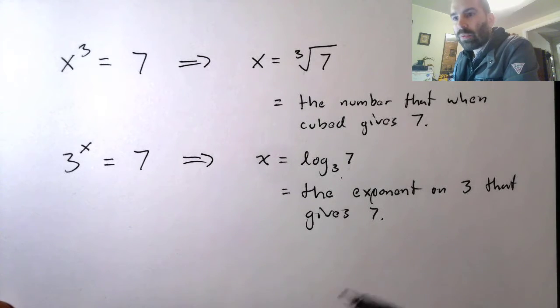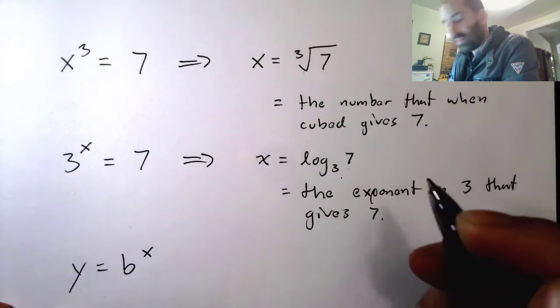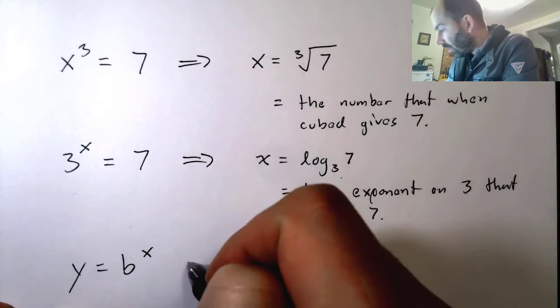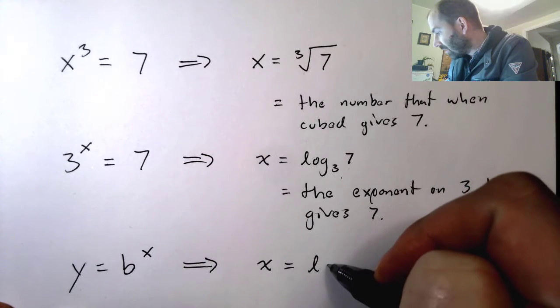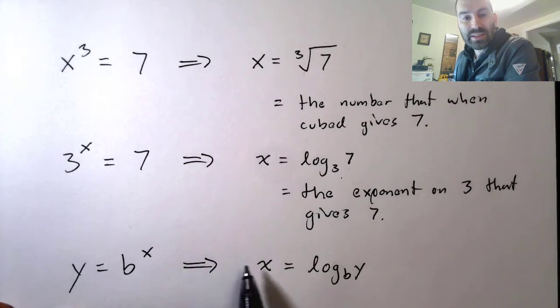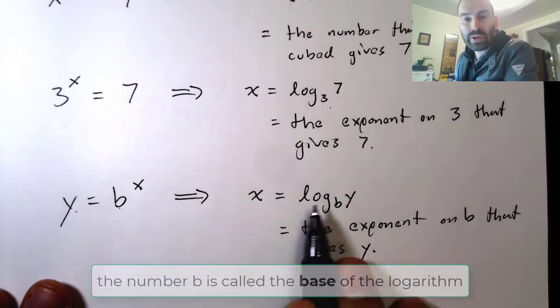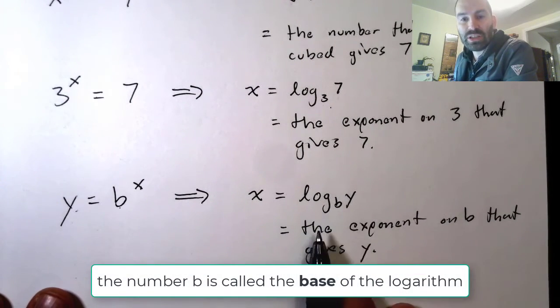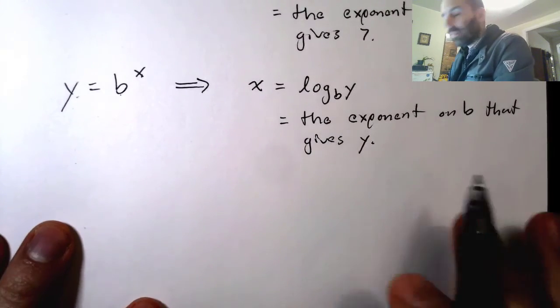So how do we write this in general? Well, if I tell you that y equals b to the x, then if I wanted to solve this for x, I would write x equals log base b of y, right? x is the exponent on b that gives y. All right, so that's how we're going to interpret this. Whenever we see this expression, we're going to be thinking about it that way. Okay, so let's look at some examples.